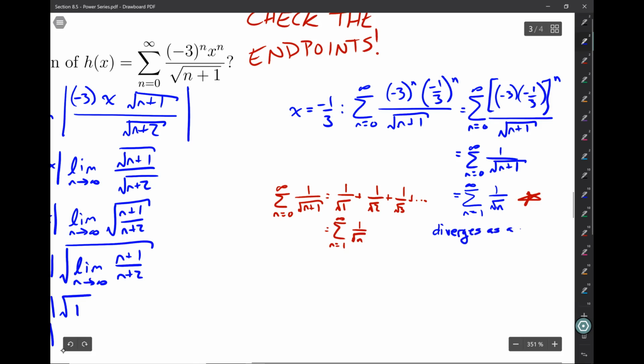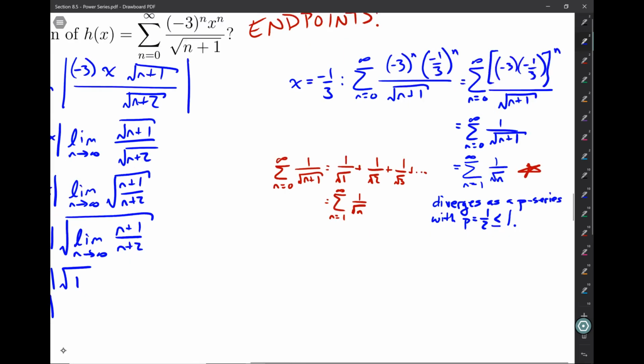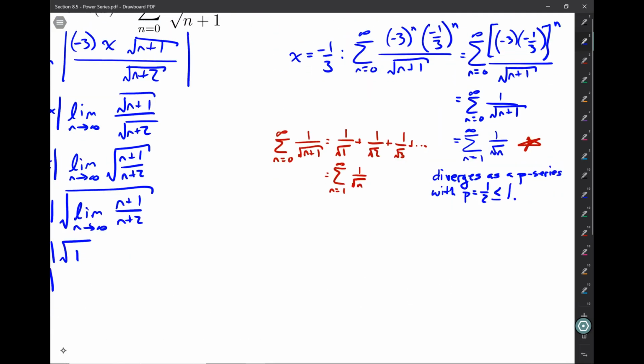as a p-series with p is 1/2, which is less than 1. It's actually even less than or equal to, so it does diverge as a p-series. So we can actually conclude that negative 1/3 is not part of the domain. But now we should check positive 1/3. So let's see what happens when x is 1/3.